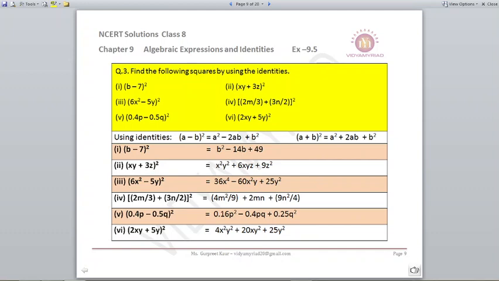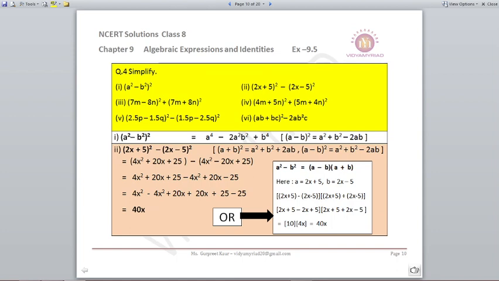Next, 2xy plus 5y the whole square. This is a plus b the whole square. So I can write it as 2xy the whole square plus 2 into 2xy into 5y plus 5y the whole square. So final answer is 4x square y square plus 20xy square plus 25y square.